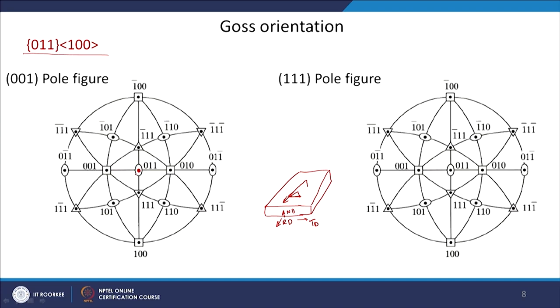And if I am now plotting a 001 pole figure for this orientation, so now you can see I have taken a 001 stereographic projection here, and I want to show you how the pole figure will look like. So I am removing all the other poles other than 100 types.